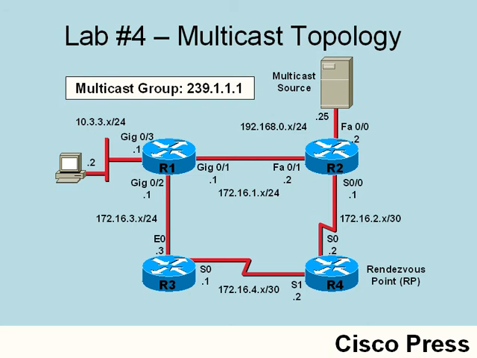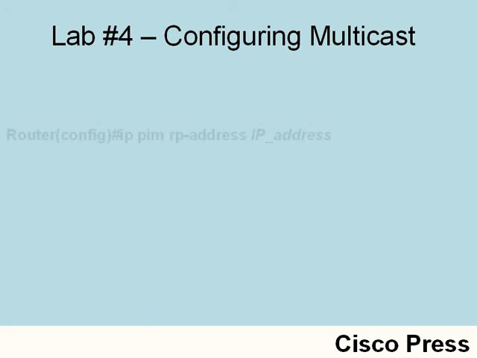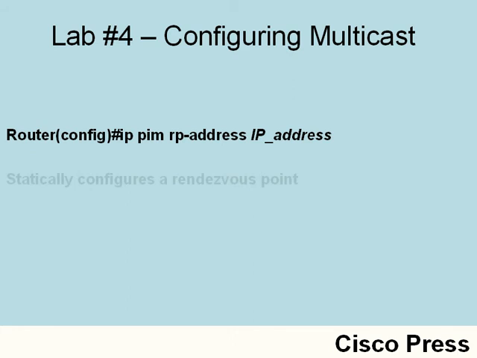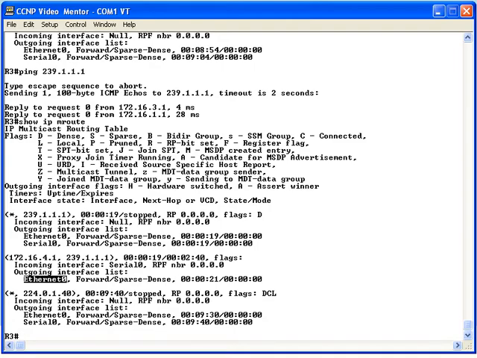Let's go out and see the syntax that we're going to use to set this up. We're going to say, in global configuration mode, ip pim rp-address followed by the IP address. This is an IP address on router R4 because it's going to be acting as our rendezvous point. Let's go back out and take another look at how to set this up. Let's go over to router R1 so that we can point it statically to a rendezvous point.